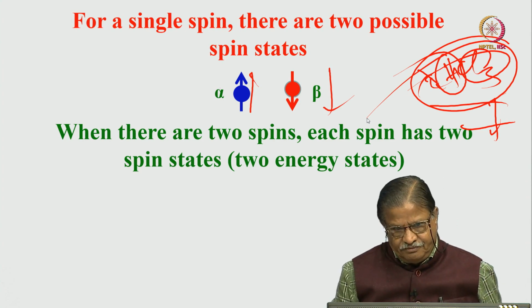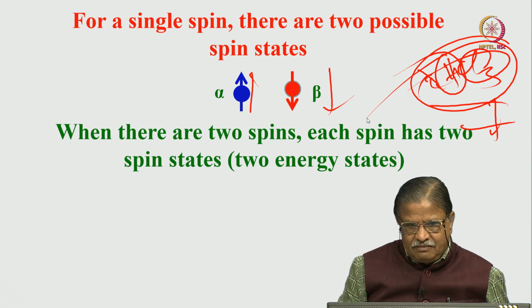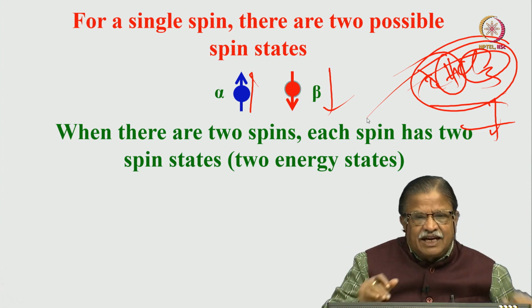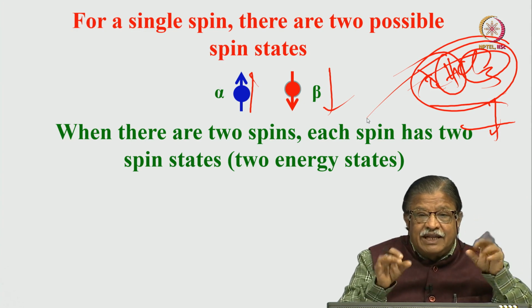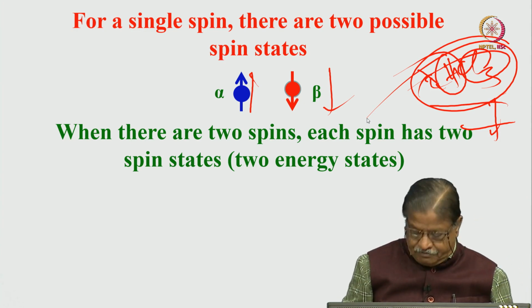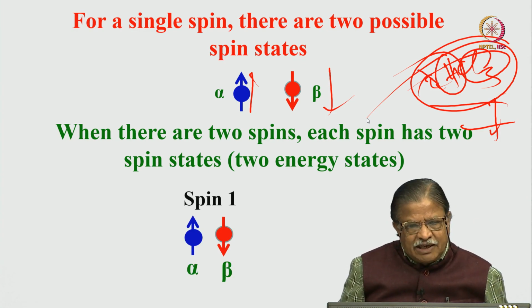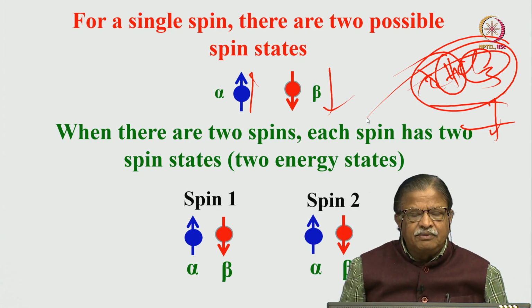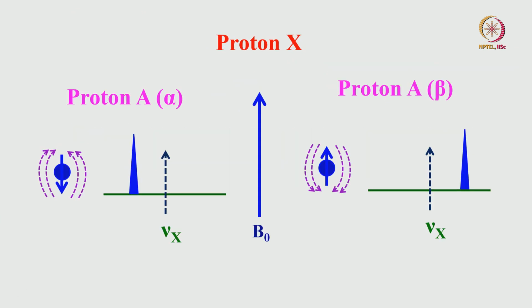Fine. What happens if there are 2 spins? How many possible energy states are there when there are 2 spins, especially when they are coupled, when there is an interaction between them? Spin 1 can have alpha and beta orientation, spin 2 can have alpha and beta orientation. Now we can think of the possible combinations of these orientations. Before that, let us see how it is splitting.